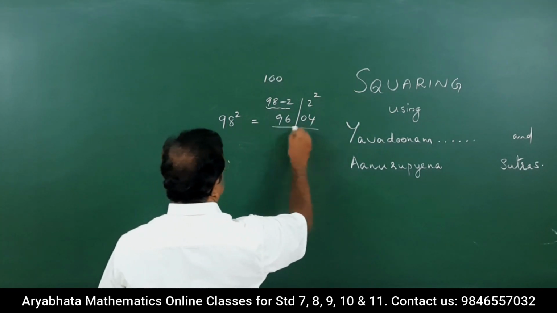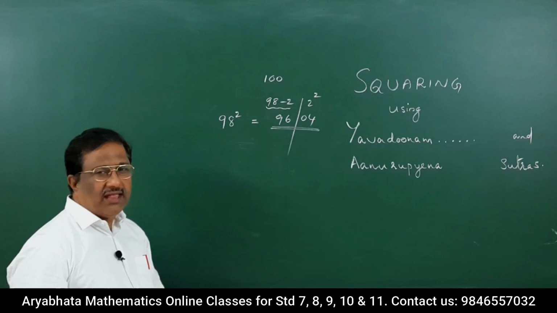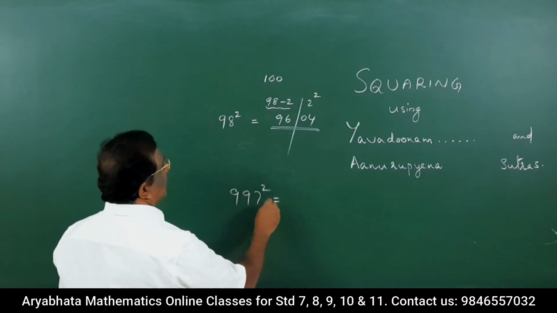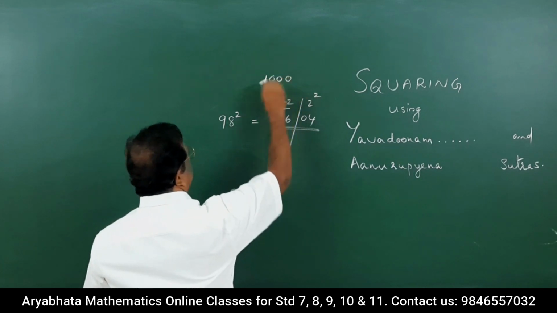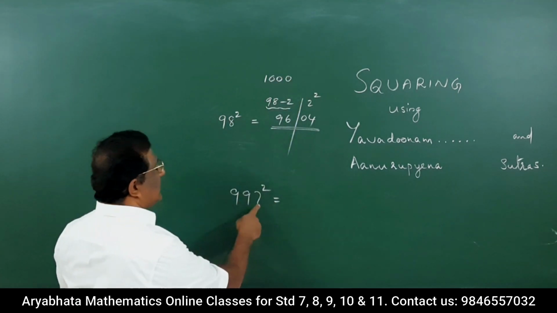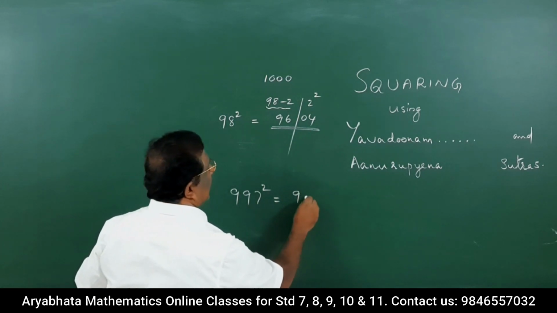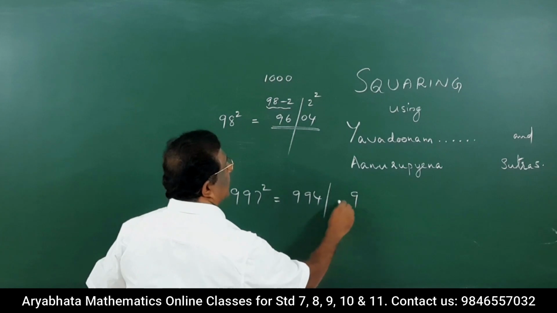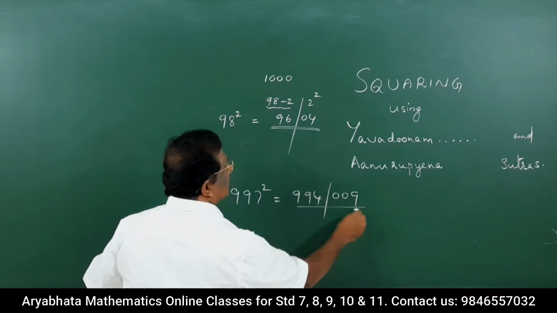Answer is 9604. To get the square of 997, we took 1000 as our base number. This is 3 less than 1000. Subtracting 3, 994. Then square of 3. Square of 3, 9. Write 009. This is the answer.